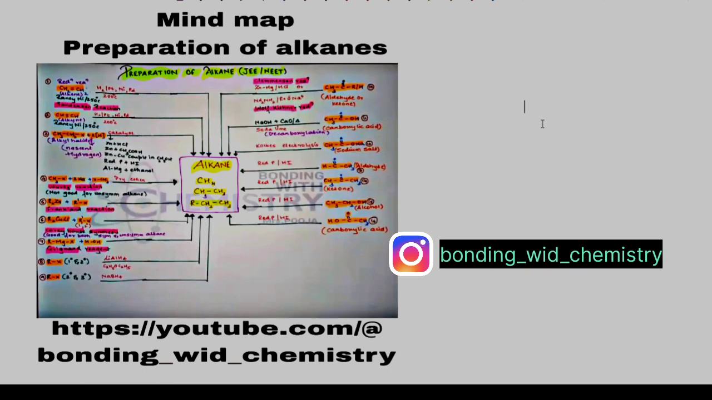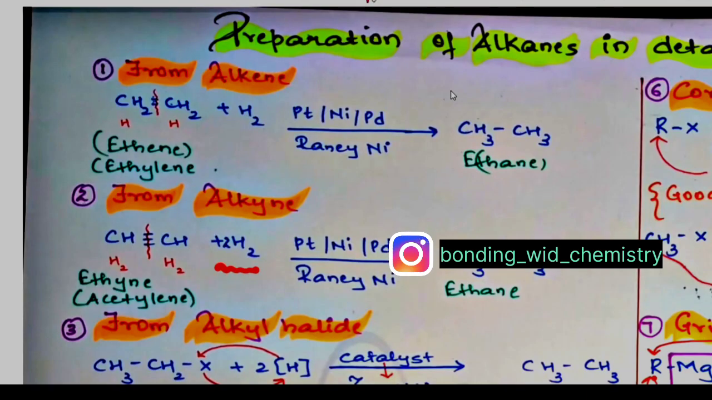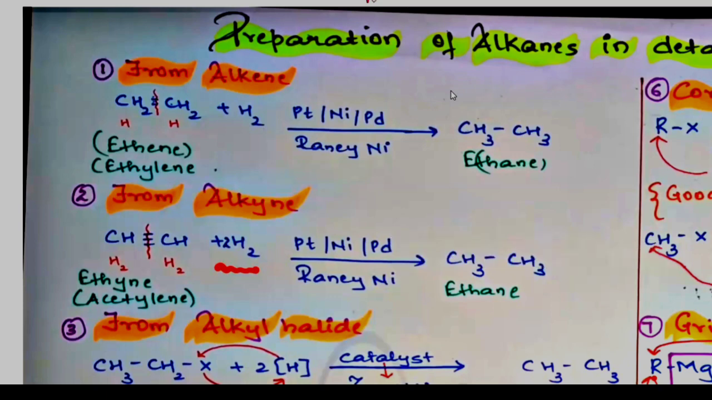Now let's get started. Now let us start with preparation of alkanes in detail. The first one is from hydrogenation or catalytic reduction. The best catalyst to prepare alkane from alkene and alkyne is Raney nickel, which is nothing but an alloy containing nickel and aluminium digested with NaOH.